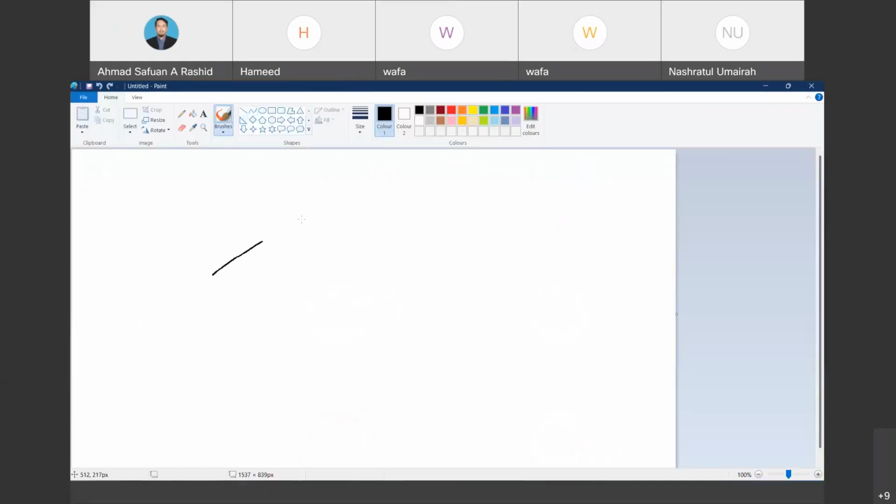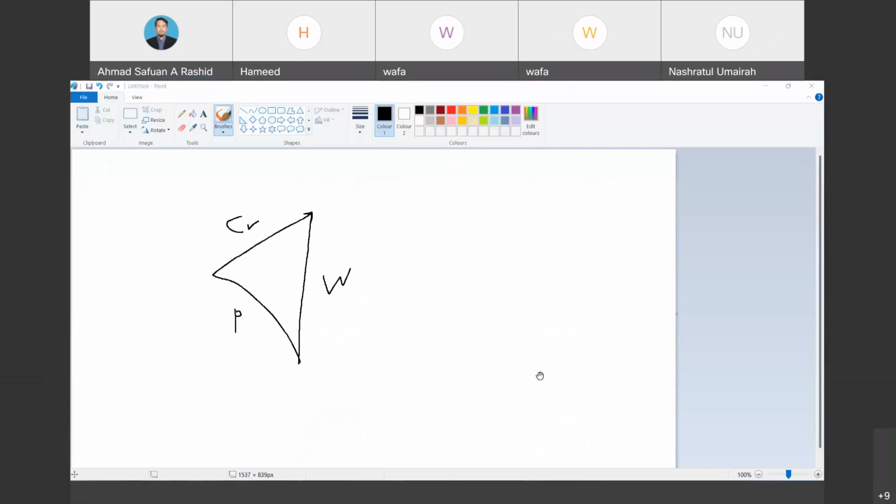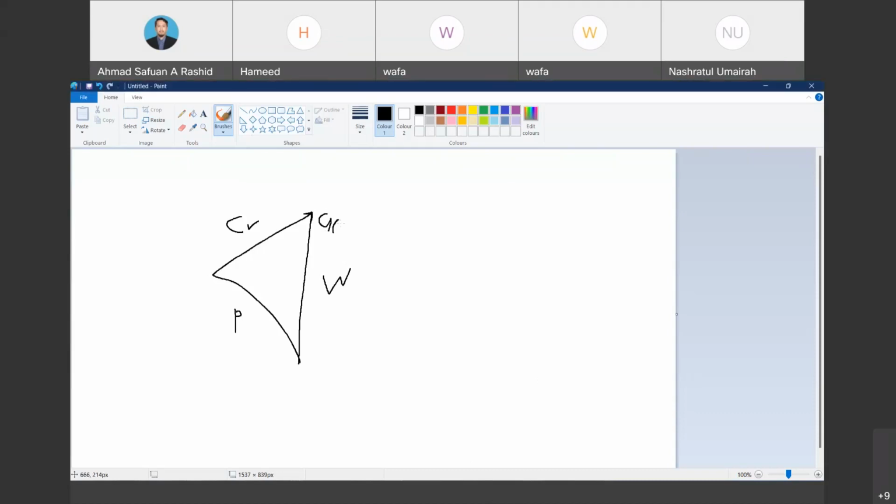So for example, this is CR, this is the W, while this is the P. For each notation, it has the degree of opening: 90 minus theta, theta minus phi r, and 90 plus phi r.